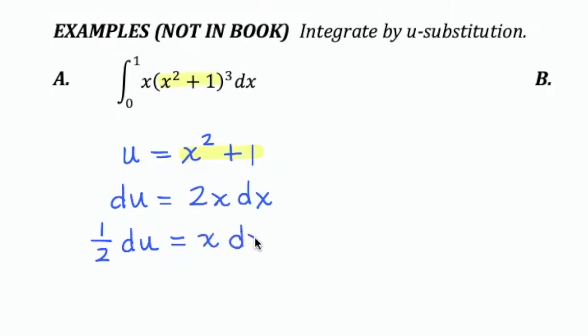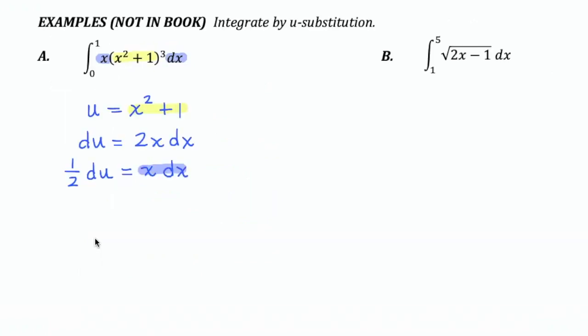Just noticed I forgot my x dx. So x dx, x dx. All right, so you can see it looks like everything matches up just fine. So when I write my u integral, the yellow portion is my u, the x dx is the half du. So that's my integral. Now, there's one important thing to know.